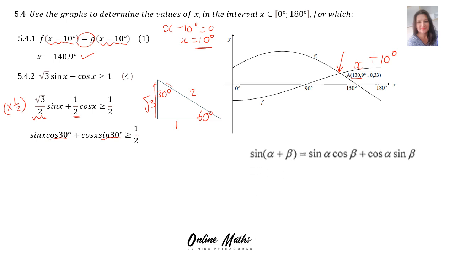Then you must be able to recognize this: sin x cos 30 plus cos x sin 30. Sin alpha cos beta plus cos alpha sin beta. That is the same as sin of alpha plus beta. So on our sum, that's the compound angle for sin. On our sum, this thing can be written as sin(x + 30°) bigger or equal than a half. Then you're going to deal with that thing as if it's an equation.